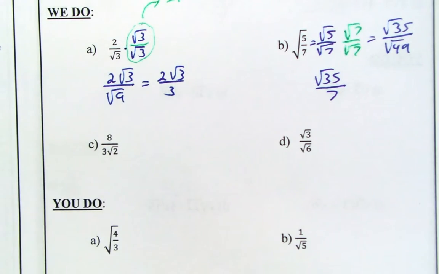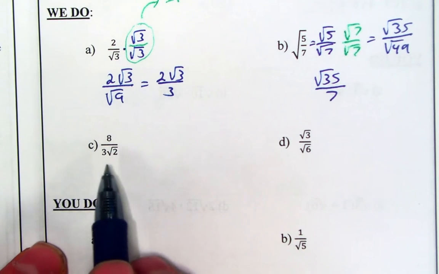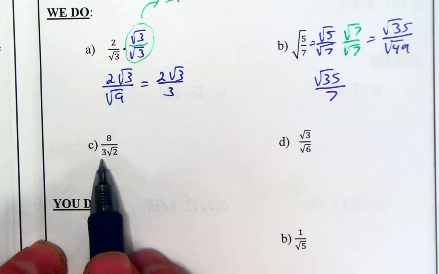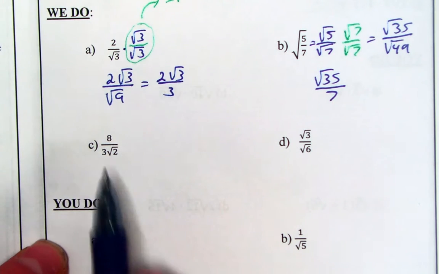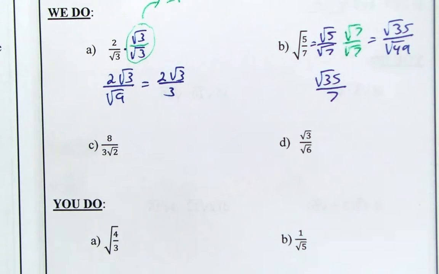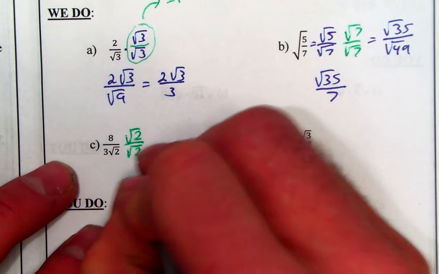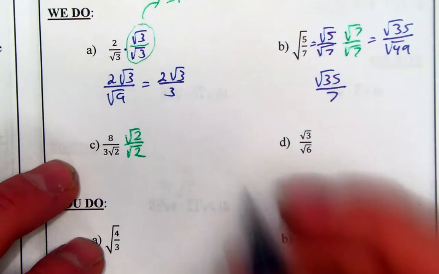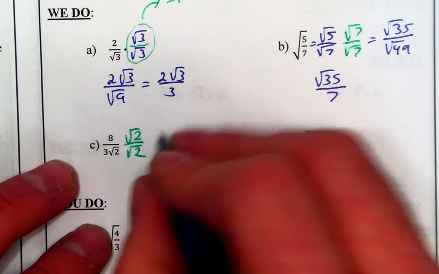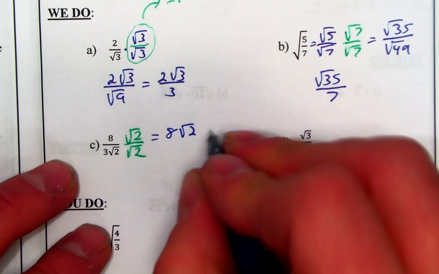Okay, C. This time the denominator has not just a radical, but has a non-radical or rational number in the bottom. The process doesn't change. We still multiply the top and bottom by whatever radicals in the denominator. Okay, now go straight across. 8 times root 2 is 8 root 2.